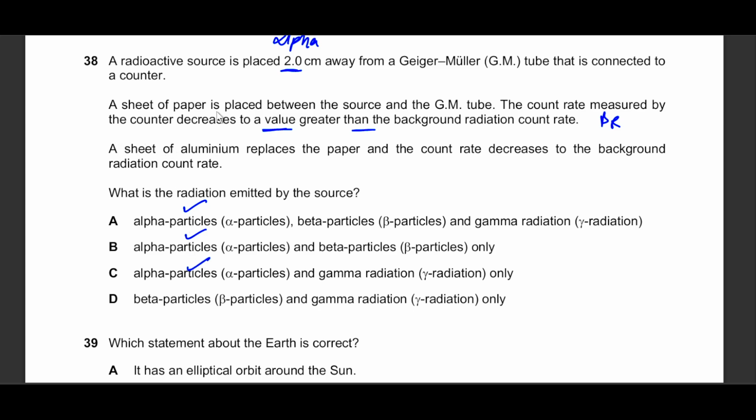Okay, fine. Now they replace it with an aluminium sheet, and the count rate decreases to background radiation. It completely comes down to almost 0. Background radiation is generally 20, 25, 30. So it has come down to background radiation, which means that gamma is not present, because if gamma was present, it would pass through aluminium. If aluminium is good enough to stop everything, that means gamma was not present. So the only option we have is either alpha or beta and no one else. It's going to be option B.